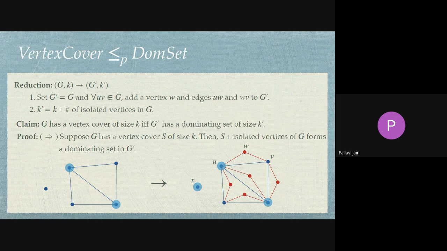So here it is not three. I just said that this is just one example. K can be anything. K is actually part of the input. I'm not saying find the vertex cover of the smallest size. All I'm saying is that suppose G has a vertex cover of size K, and I'm just explaining why this reduction works.